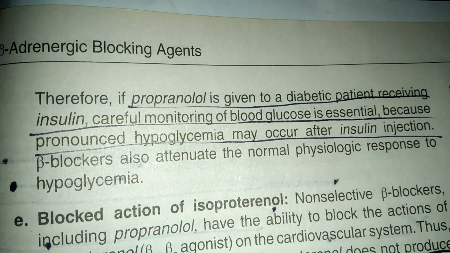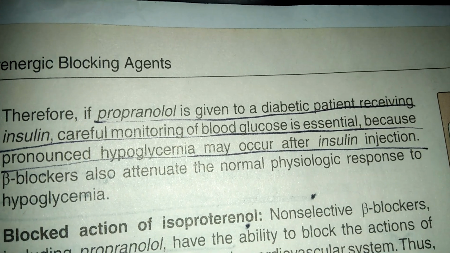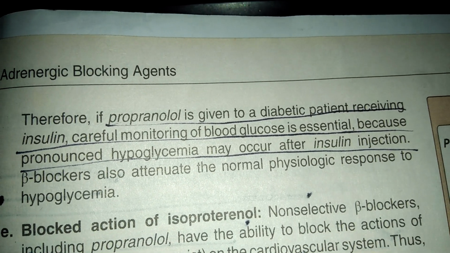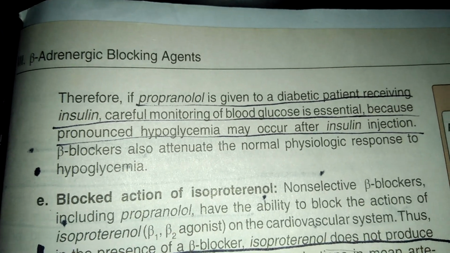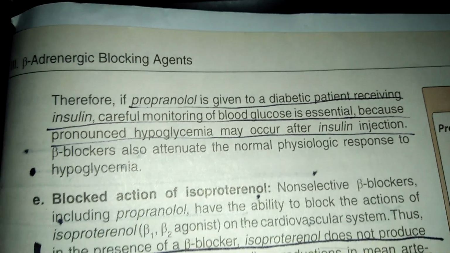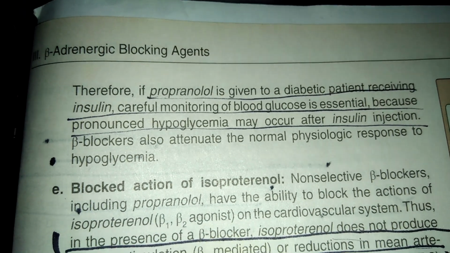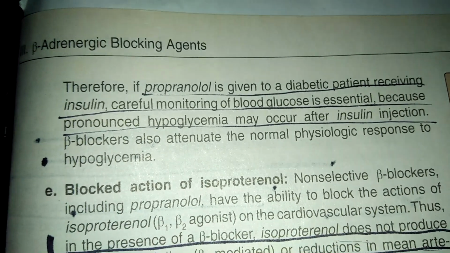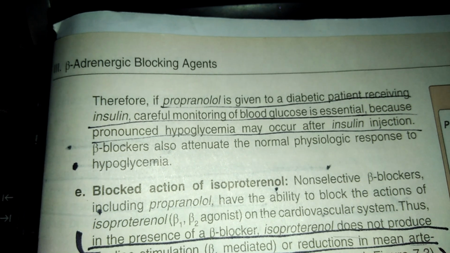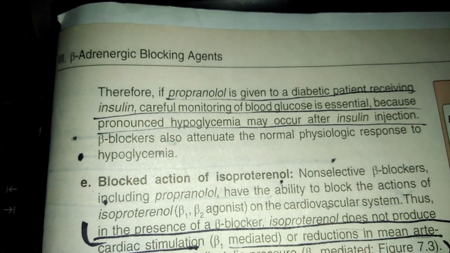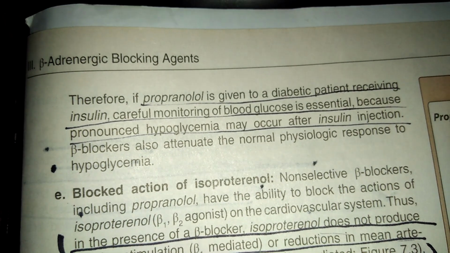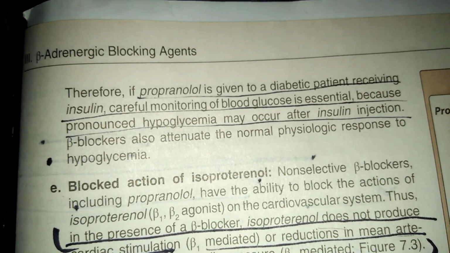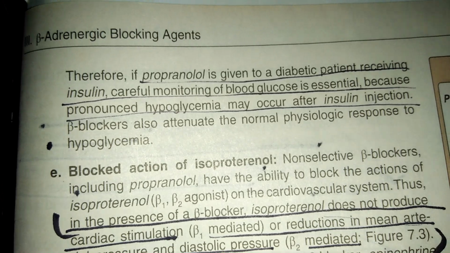This is important if propranolol is given to a diabetic patient receiving insulin. Careful monitoring of blood glucose is essential. Insulin is also going to reduce the blood sugar level. Therefore, careful monitoring is required if the patient is going to receive propranolol and is already on insulin therapy. So close monitoring of blood glucose is required in these patients.